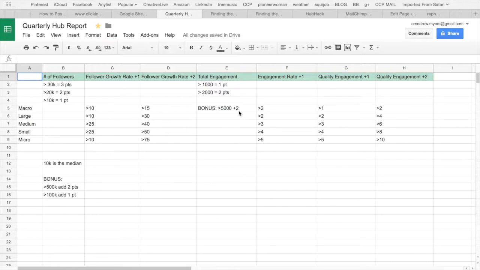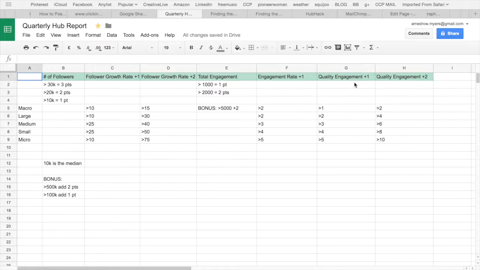Bonus point, I think only 1 or 2 hubs earned the 2 bonus points for this one. I think ClickVision was one of them. Engagement rate is going to be likes and comments over number of followers. And again, they got 1 point if they met these metrics. So again, for Camera Mama, which is a large hub, if they got over a 2% engagement rate, they earned a point.